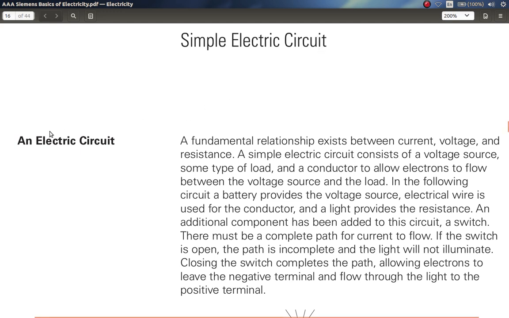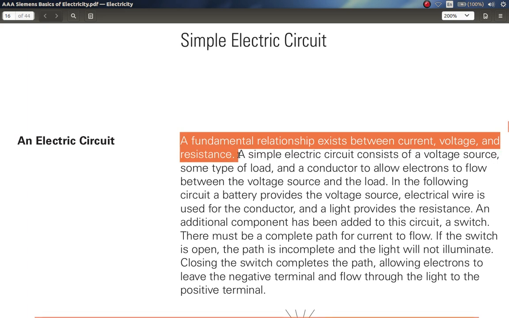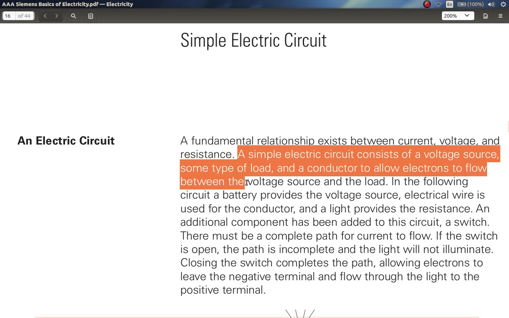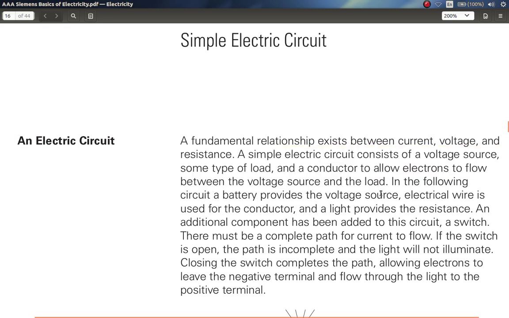Simple electric circuit. A fundamental relationship exists between current, voltage, and resistance. A simple electric circuit consists of a voltage source, some type of load, and a conductor to allow electrons to flow between the voltage source and the load.